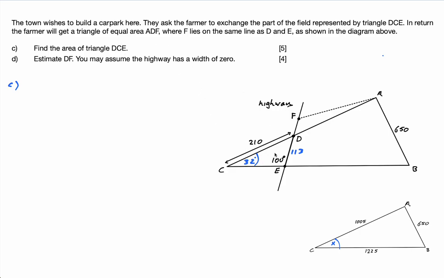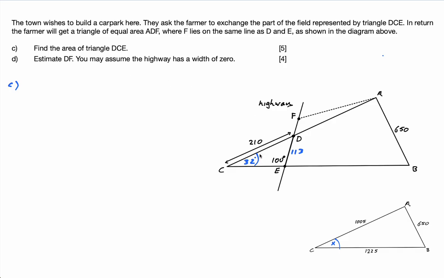There's a lot of words. So they're going to build a car park. They asked the farmer to exchange the part of the field, DCE, so this triangle, and in return the farmer will get this triangle, DAF, or ADF, where F lies on the same line as DE as shown in the diagram. Fine. So just part C, this is the bit that I'm saying is pretty easy.